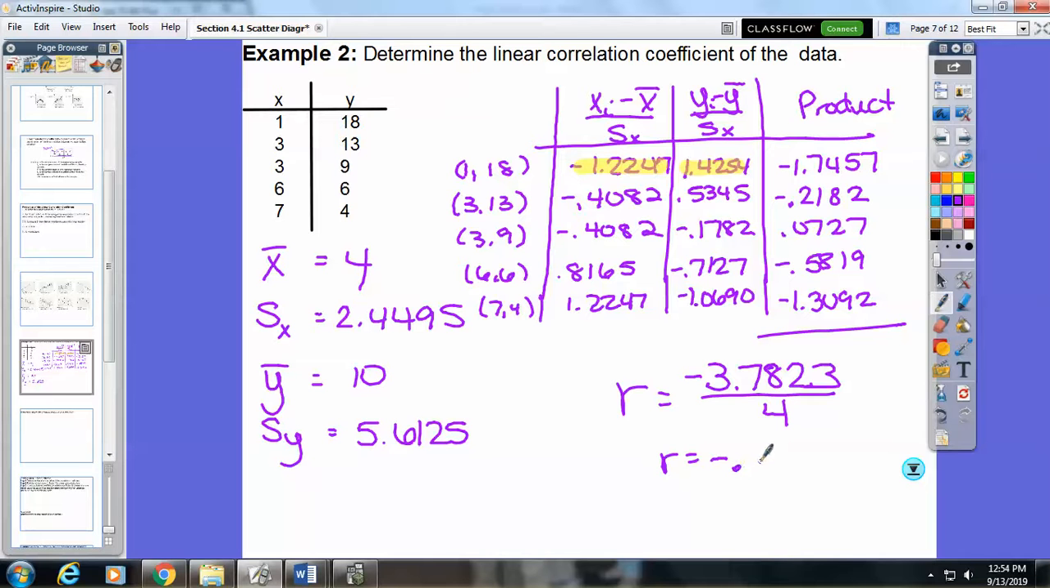And I get my r to equal... the number of ordered pairs we had... I get my r to be negative 0.9456. So that means there is a fairly strong negative relationship here. Remember, negative 1 would be a perfect negative relationship, so negative 0.94 is a pretty good one.